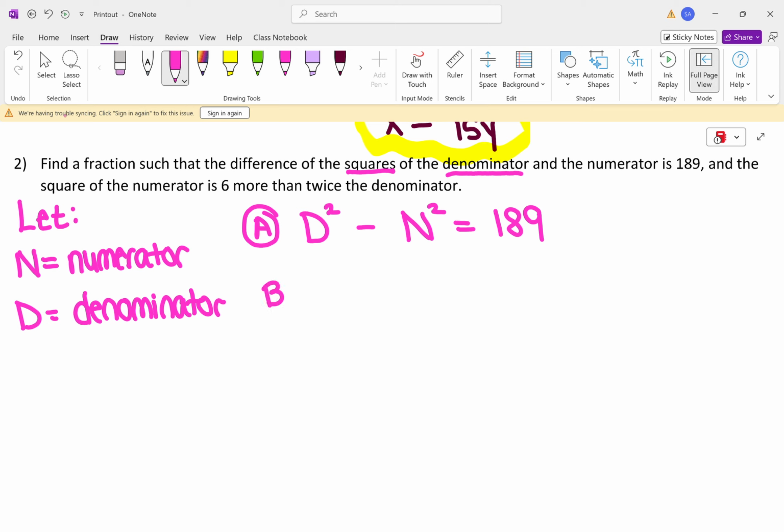All right, the second equation. The square of the numerator is 6 more than twice the denominator, so n squared is equal to 2d plus 6. You got it. The square of the numerator, n squared, equals 6 more than twice the denominator. So we're going to say 2d plus 6.